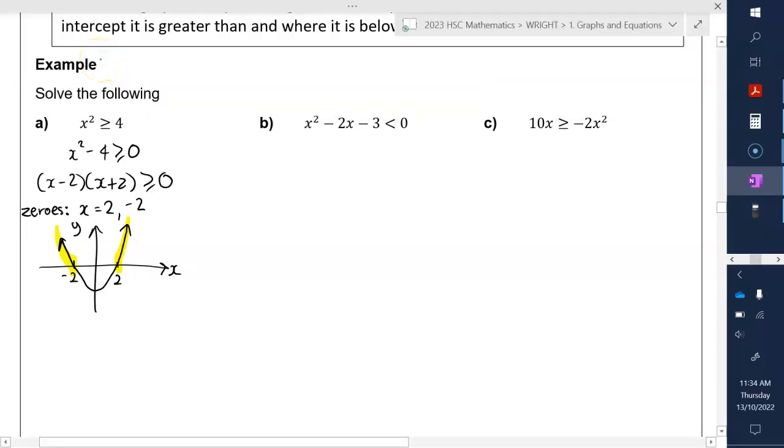So that happens when x is going to be less than or equal to minus 2 and where x is greater than or equal to 2. And that defines this part upwards and this part upwards as well. Let's do our next one, part B.